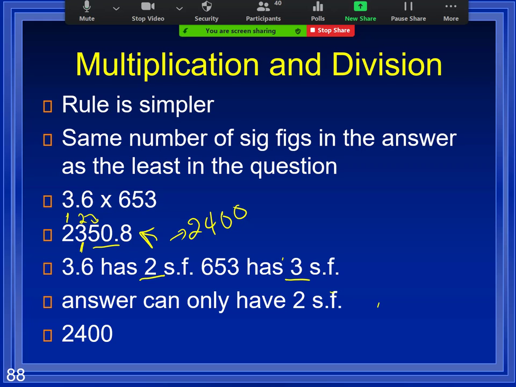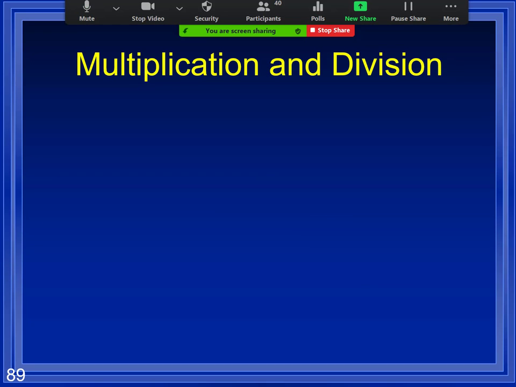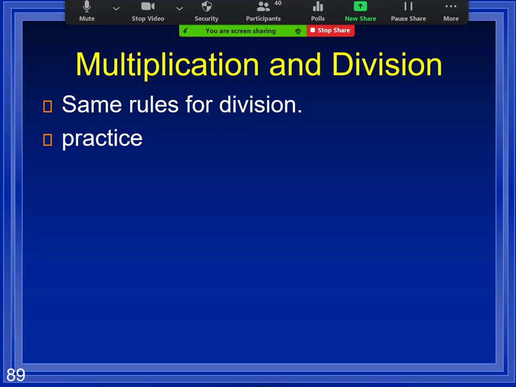So I talked about what we learned one day, we use the next. Here's one of those situations. Division's the same rules. Count how many sig figs in one number, count how many sig figs in the next, and that's how many you have in your answer.